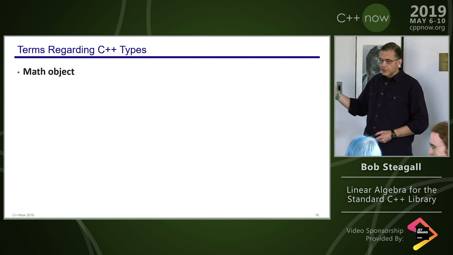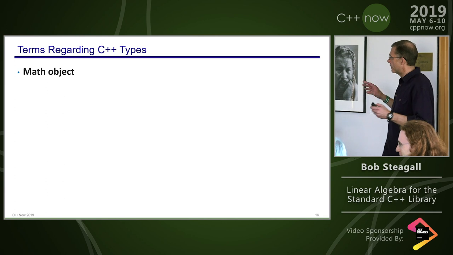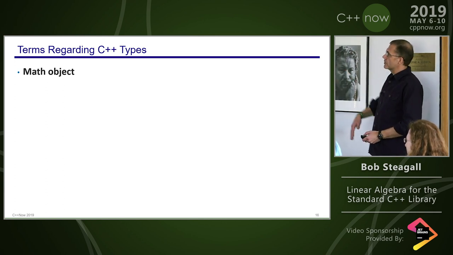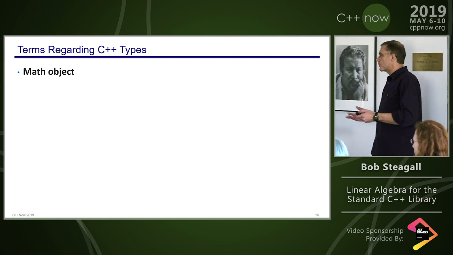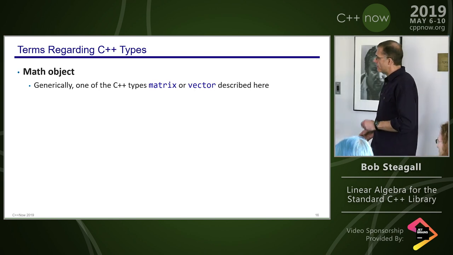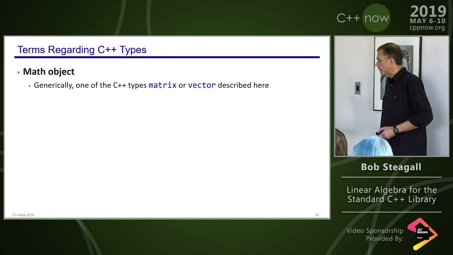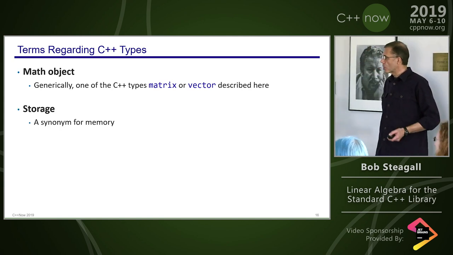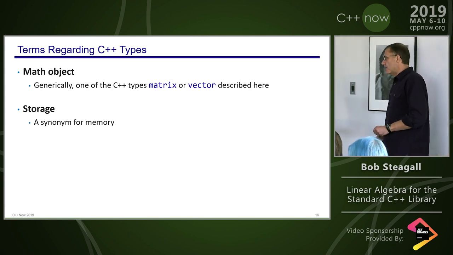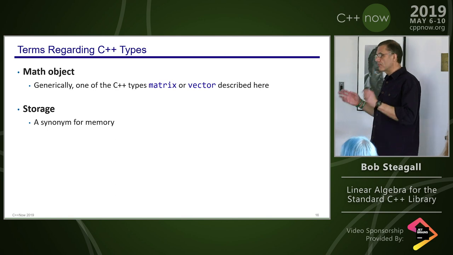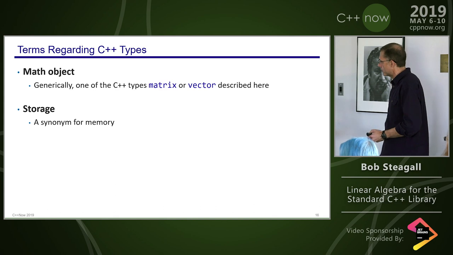So now let's turn to a C++ perspective, a type design perspective, rather than math. For the purposes of this paper and throughout the rest of the presentation, we use the term math object generically to mean one of the two C++ types, matrix or vector, that are described in the interface. We use the term storage as a synonym for memory, mostly because memory has a specific connotation, and one might think of storage as being slightly more general than RAM. So we use the term storage.